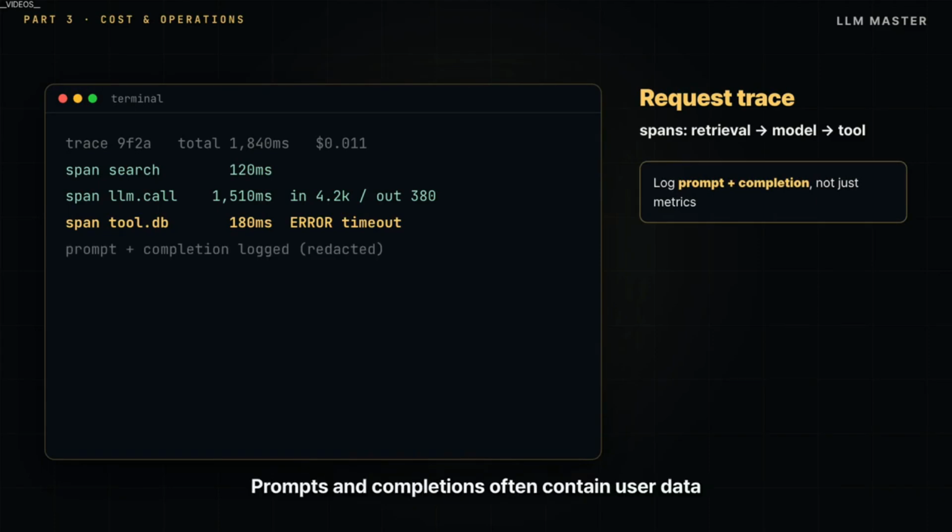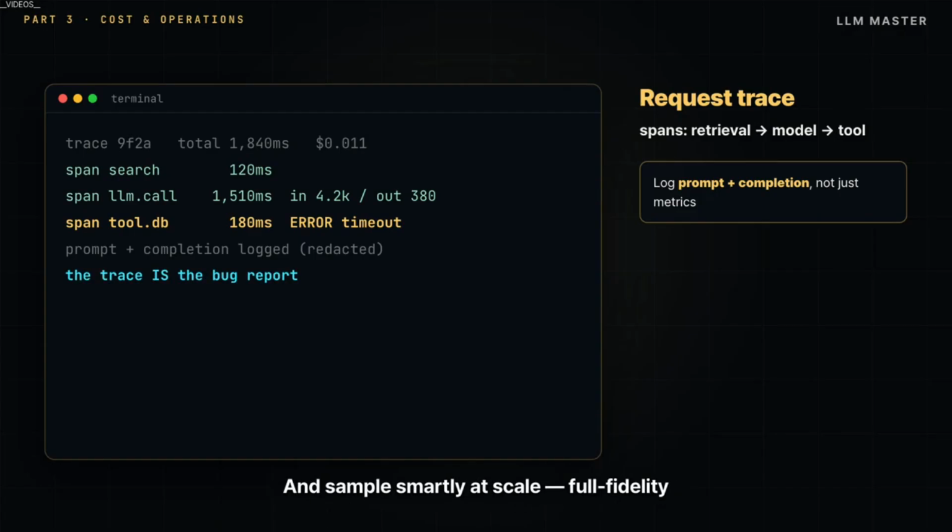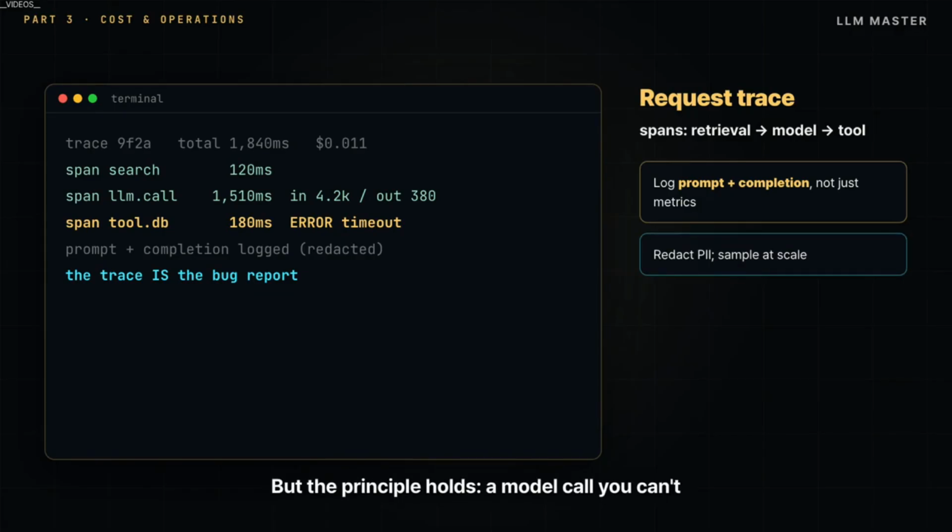Two cautions. Prompts and completions often contain user data, so you need redaction and retention policies, not a fire hose into plaintext logs forever. And sample smartly at scale. Full fidelity traces on everything gets expensive fast. But the principle holds. A model call you can inspect after the fact is a coin flip you'll never learn from.